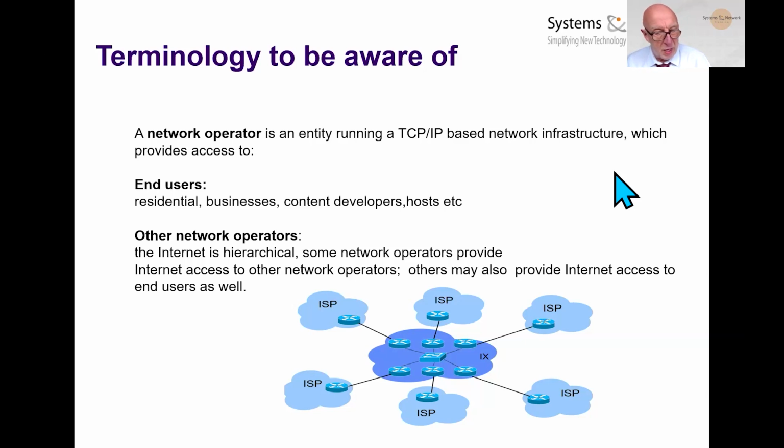So that's what the idea is, this hierarchy. As I say, a tier 1 will provide access to tier 2 operators. They in turn will provide access to a tier 3 operator. Consequently, everyone has access in some way, shape or form, and it's what makes the world go round. Okay, and like I just put in here, some network operators do provide internet access to other network operators, whereas others might also provide internet access to end users.